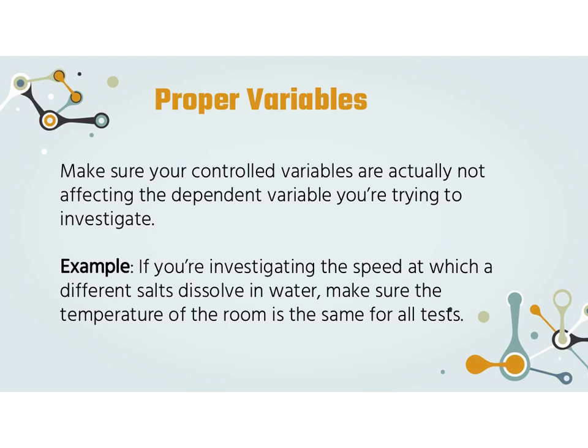So another point that you have to keep your eye on is to make sure that the controlled variables are actually not affecting the dependent variable you're trying to investigate. As an example, if you're investigating the speed at which different salts dissolve in water, make sure the temperature of the room is the same for all tests, because as you know, temperature is one of the factors that affect the solubility of salts also. So if the temperature of different beakers was different, this means that your results will not be valid results.